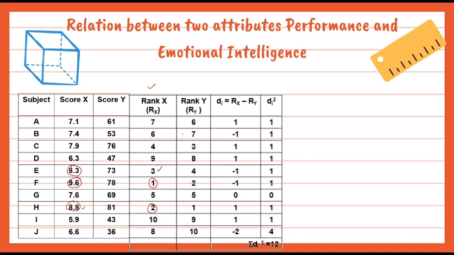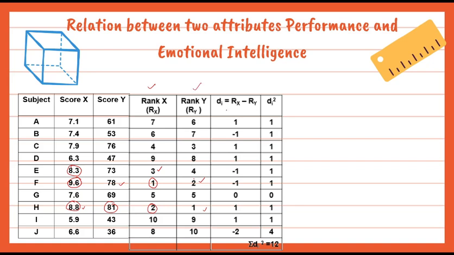And then the rank of Y. Now we come here, and we find out who has the maximum value here. 81. So 81 gets rank 1. Then I find out who is the second individual with the maximum score in emotional intelligence. I think it's 78. So 78 is given rank 2. So in the same fashion, going from top to bottom, that is in descending order, we get the rank of X and we get the rank of Y.